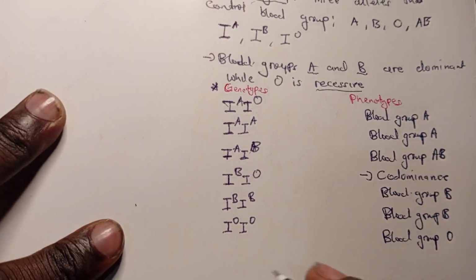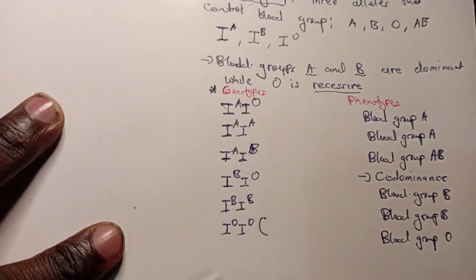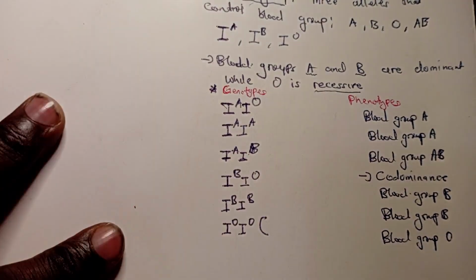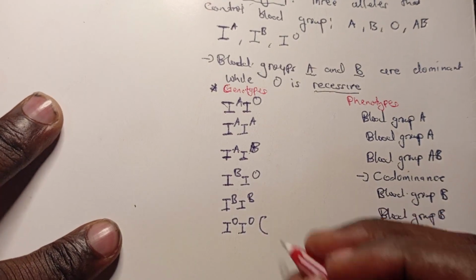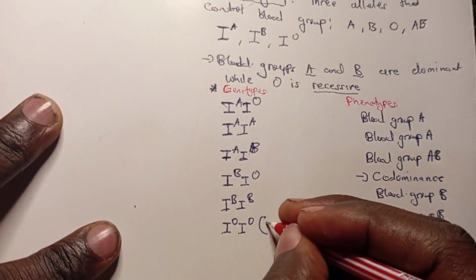Now blood group O is somewhat special. I'm not going to go into details in this. I will just say blood group O is called the universal donor.